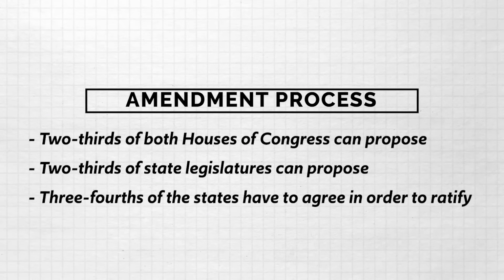And then we come to Article 5, which indicates the process for amending the Constitution. It establishes a two-part process for the amendment. There's proposal, and then there's ratification. An amendment can be proposed in two ways. Either 2/3 of both houses of Congress can propose it, or 2/3 of state legislatures. And then in order to ratify the amendment into law, 3/4 of the states have to agree.